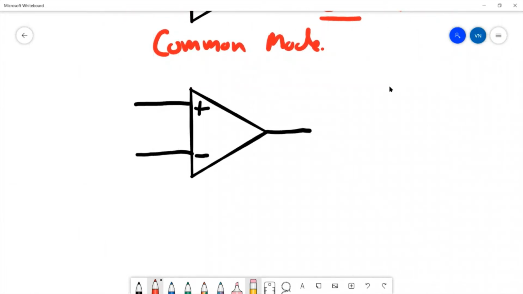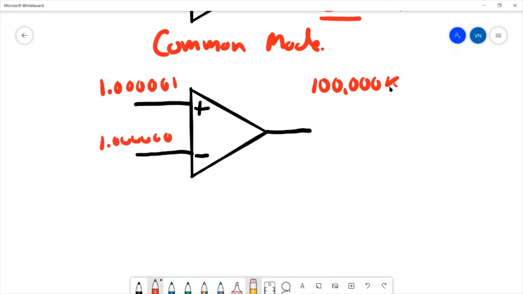Okay, so let's say now the gain is 100,000. Is there any way we can put a voltage on here that we don't swing off to the rails? If you put 1.00001, that is 1 volt and a microvolt, on one input and 1.00000 volts on the other, you'd have a microvolt difference between the two inputs, which would be amplified 100,000 times. So if you did that, you would get 0.1 volts on the output.